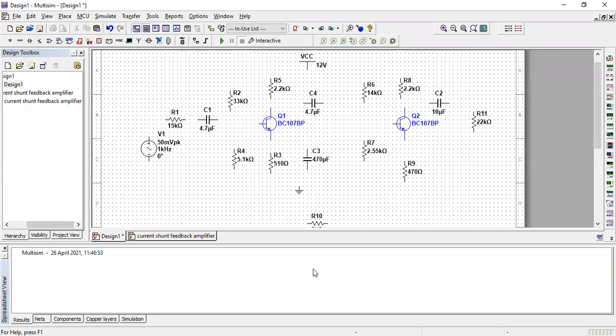Now, after keeping all the elements, what is the next step I have to give? I have to connect each and every element in a proper manner. I'll start with the source. I'll connect here. Source is connected. Next, from the source to the capacitance. From the capacitance, where should I connect? To the base of the transistor.